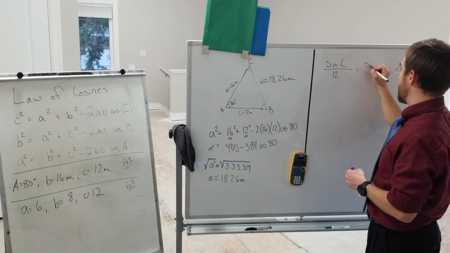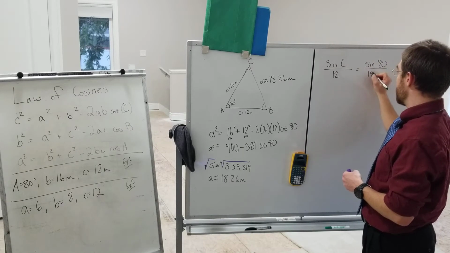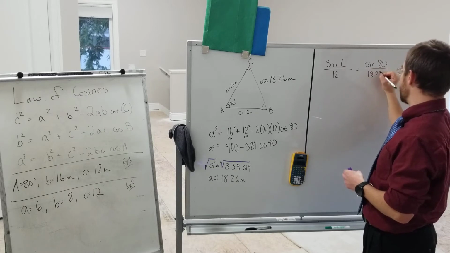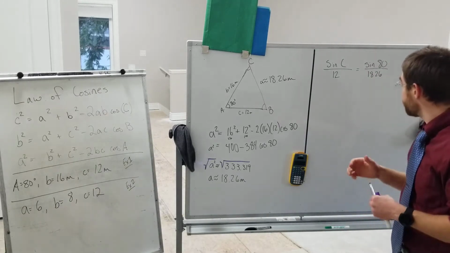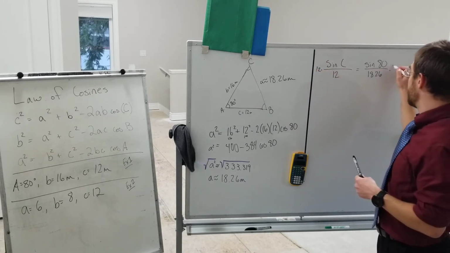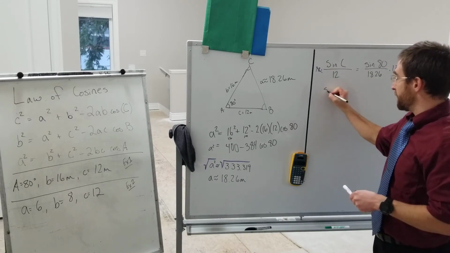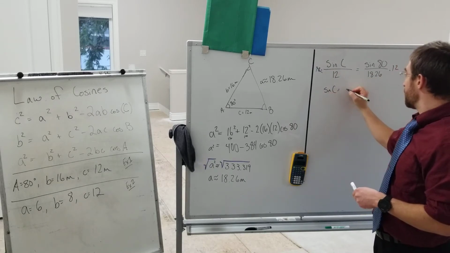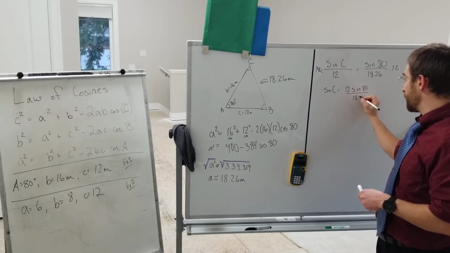Equals sine of 80, which is angle A, divided by side A, which I'm just going to use the 18.26. It's not exact, but it's close enough. All right, to solve this, I'm going to multiply by 12 on each side. To undo that 12, I get sine of C equals 12 sine of 80 divided by 18.26.